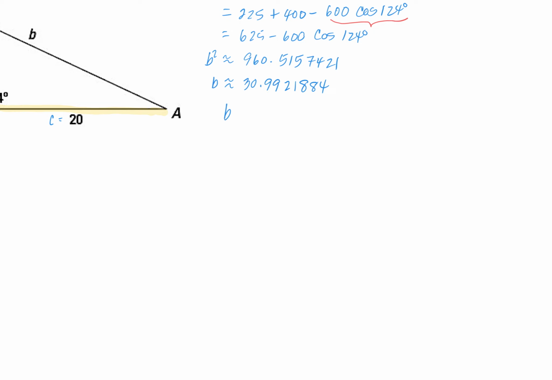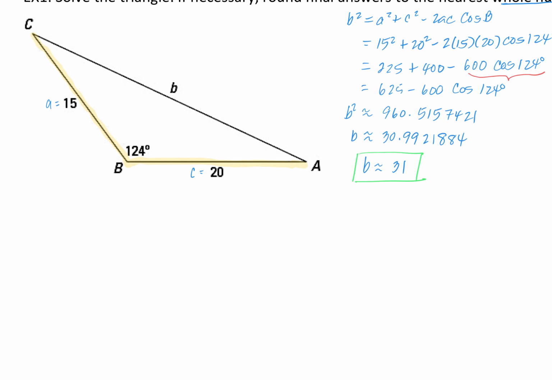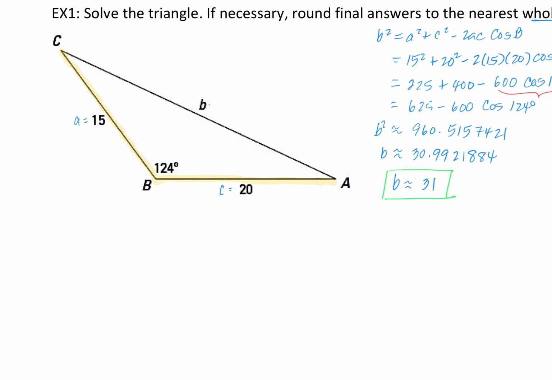My B is about 31. There's no units, so I don't have to worry about that. And I'm also going to label this on my triangle. I don't have to, but for me, it's easier to double check and make sure that that answer makes sense. So that answer does make sense. Angle B is 124 degrees.